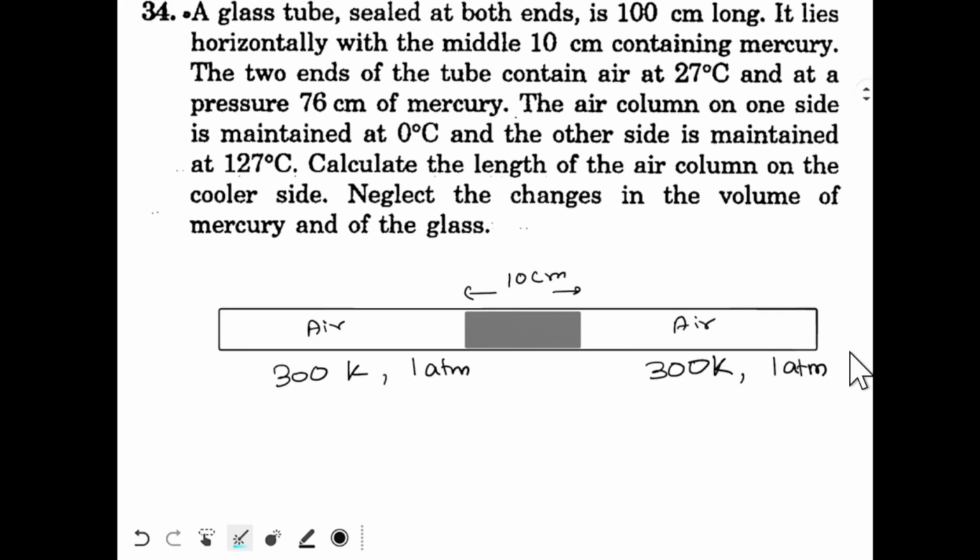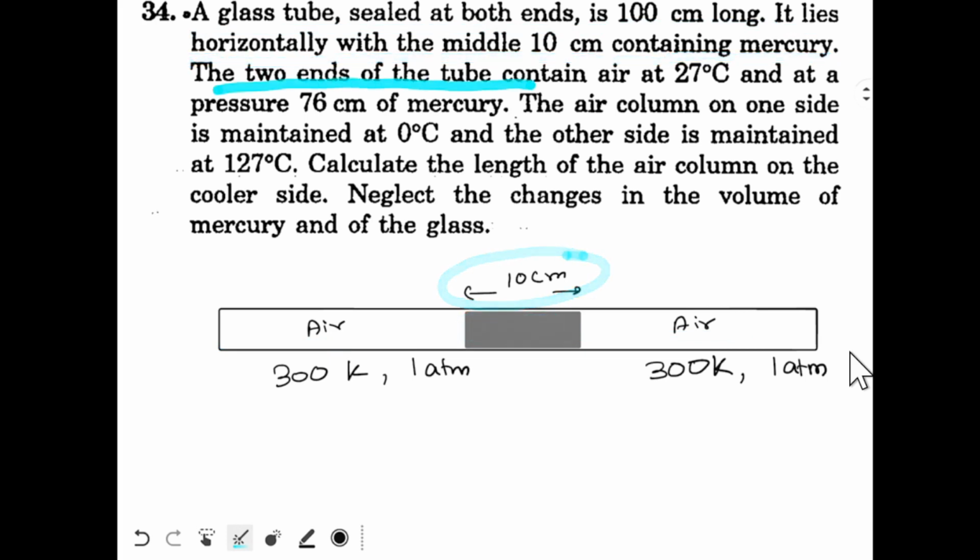Okay, now see this question number 34 from chapter 24 of HC Verma. A glass tube sealed at both ends is 100 centimeter long. This is a 100 centimeter long glass tube. It lies horizontally with the middle 10 centimeter section containing mercury. So here you can see is a mercury column 10 centimeter long.